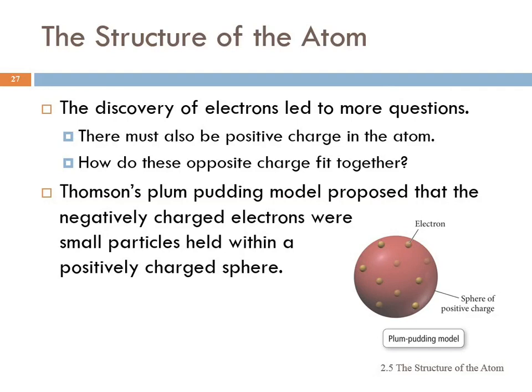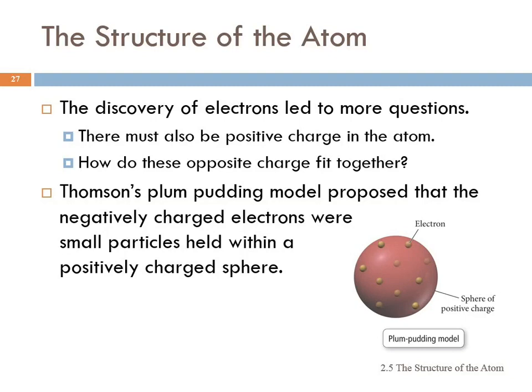So if there are negative particles in an atom, and they knew that atoms themselves were not charged, there must be something positive in there to balance that negative charge. And then how do those positive and negative charges fit together in an atom? What's going on inside the atom?